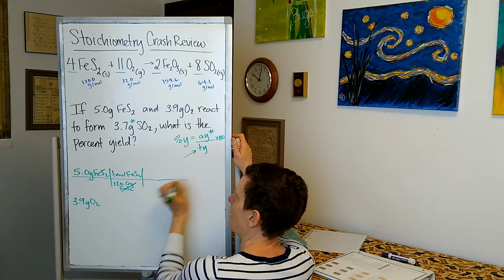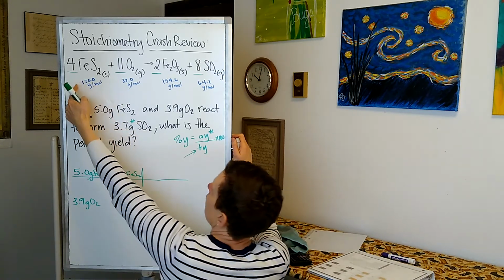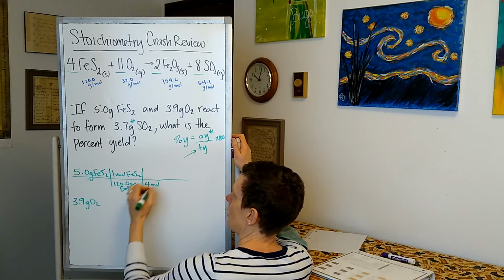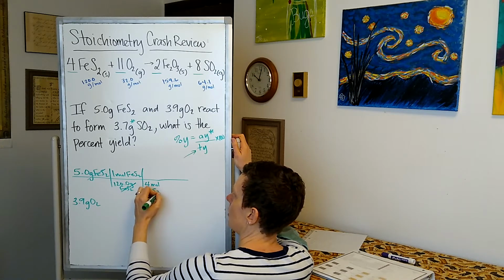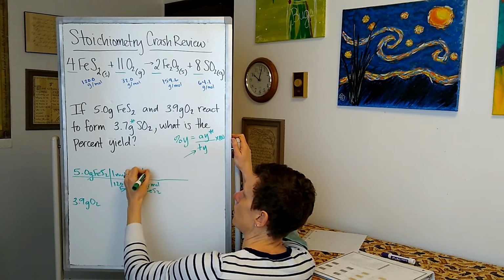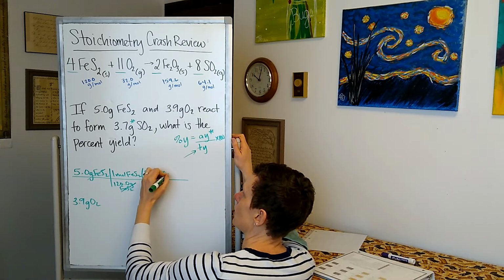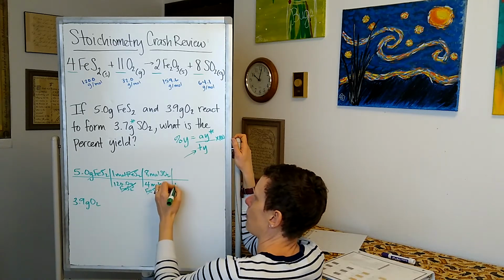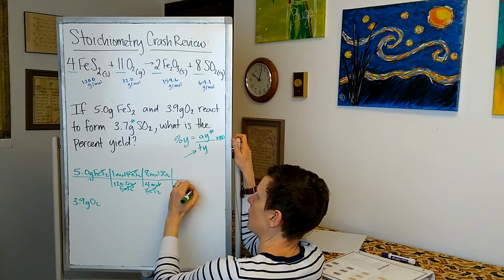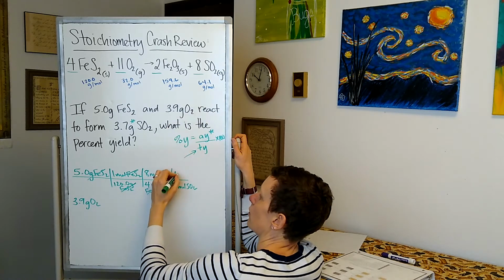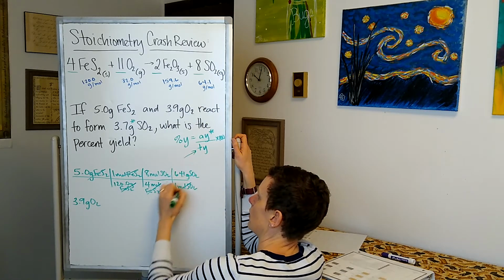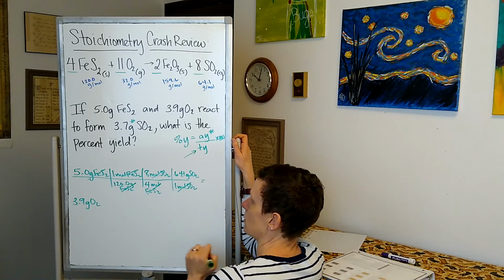Next step on the molar map is the mole ratio. 4 moles of that for every 8 moles of this. So 4 moles FeS2 for every 8 moles of SO2. Because remember, we're trying to figure out how much SO2 we should be able to make. And then the last step, 1 mole of SO2 has a molar mass of 64.1 grams. Moles cancel, we get to grams, okay?